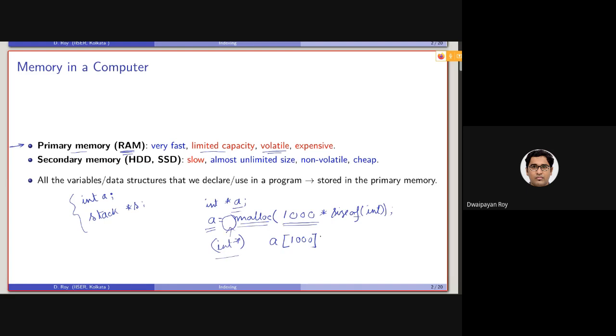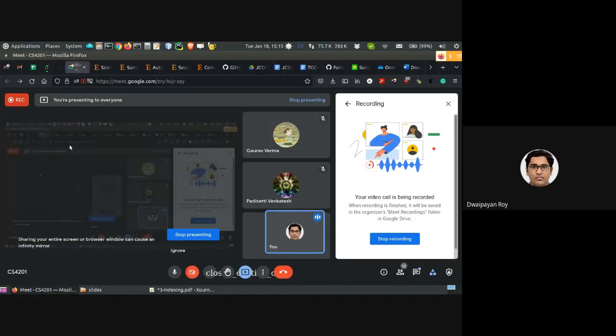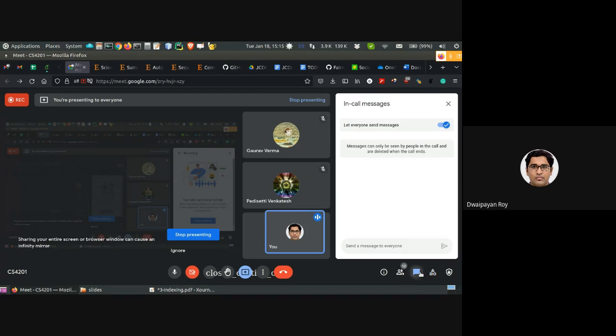So this type of an array that we are creating, or a statically created array, all of them are taking up memory in the primary memory space. Now I guess there is some question that you have written.